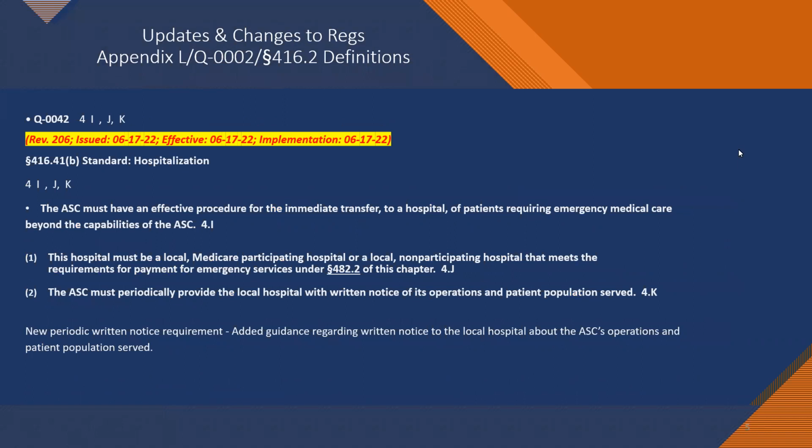The ASC must have an effective procedure for the immediate transfer to a hospital of patients requiring emergency medical care beyond the capabilities of the ASC. This hospital must be a local Medicare participating hospital or a local non-participating hospital that meets the requirements for payment for emergency services under 482.2 of this chapter. The ASC must periodically provide the local hospital with a written notice of its operations and patient population served. New periodic written notice requirements added guidance regarding the written notice to the local hospital about the ASC's operations and patient population served. Next slide.